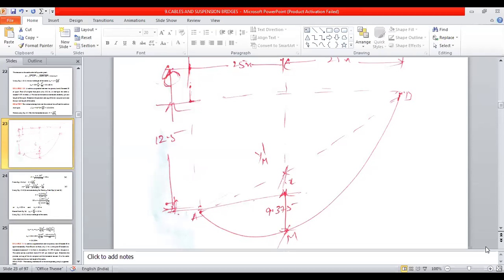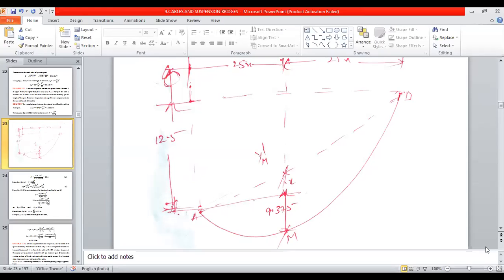The important design parameters depend on whether the cable is subjected to a uniformly or non-uniformly distributed load. The design parameter is only the critical stress. You find the maximum or critical stress.